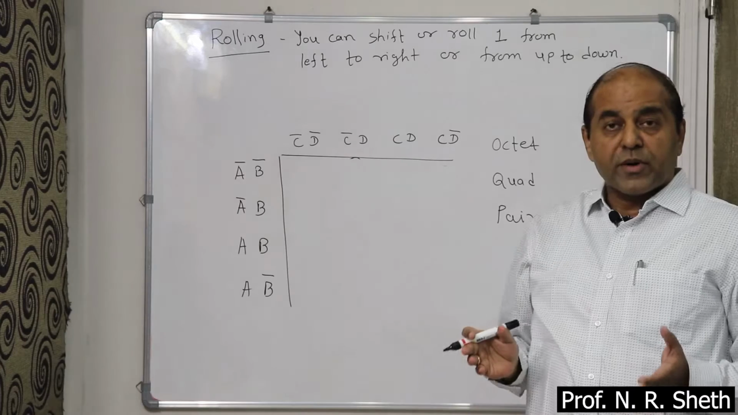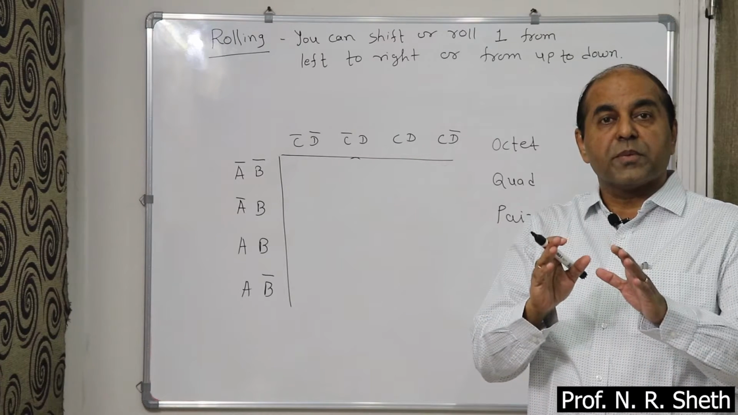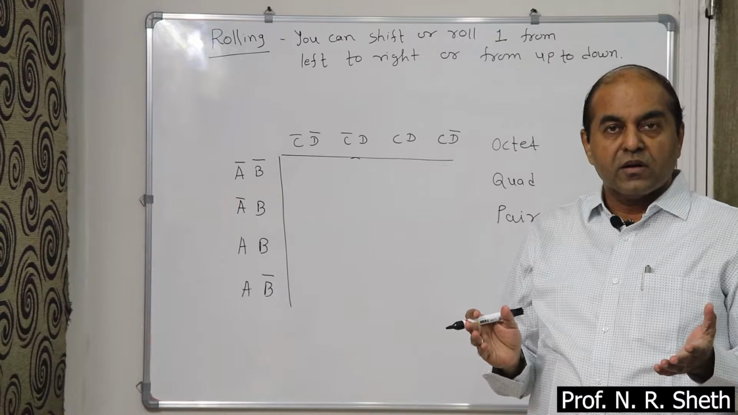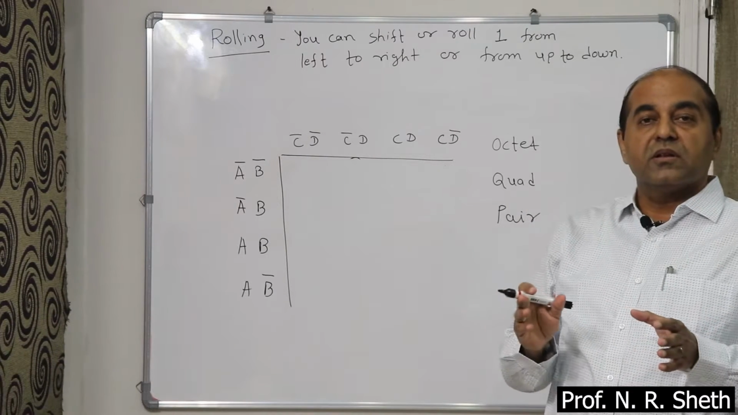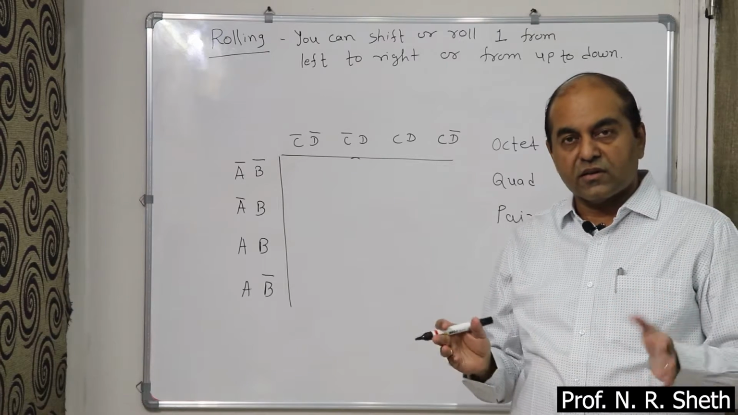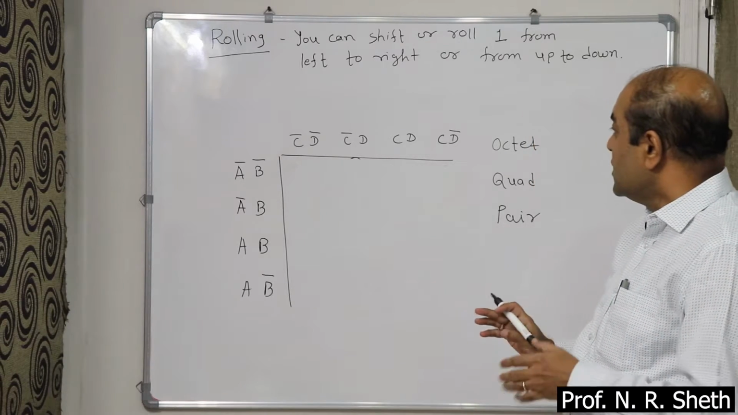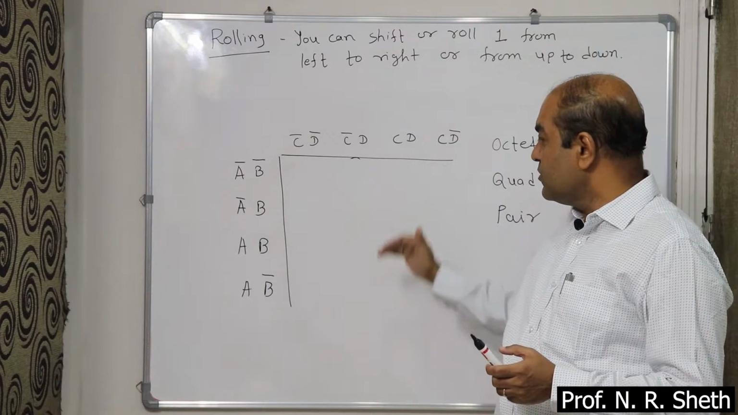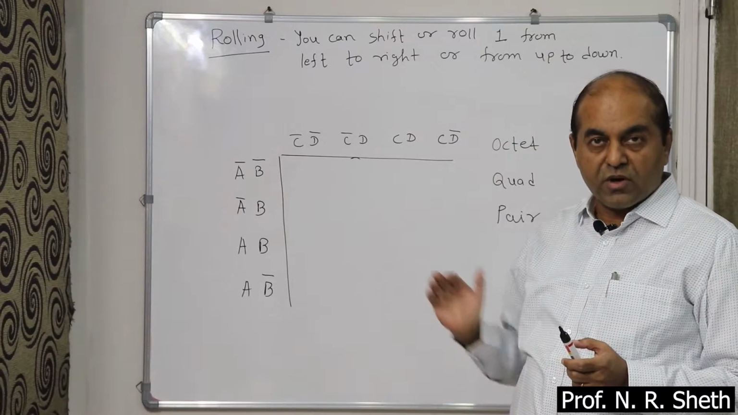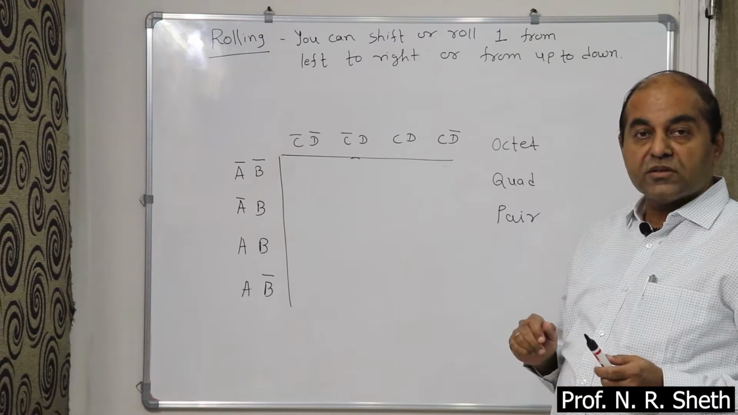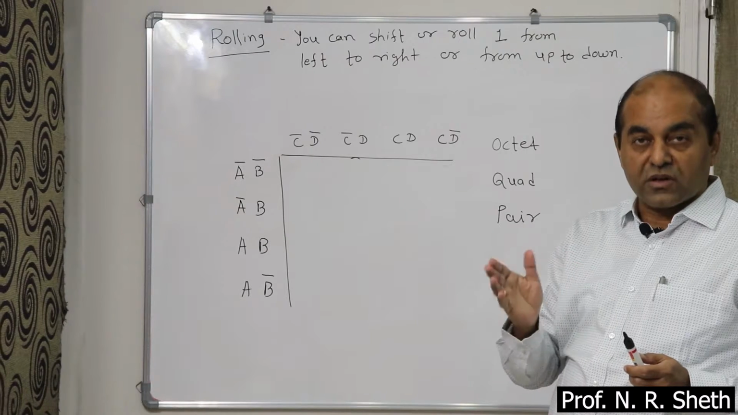By using this property, you have to prepare a larger group. Okay? If possible, then make a group of 8, otherwise 4, and then otherwise 2. So you can shift it from left to right or from top to bottom, up and down. Now to represent this, you have to use half circle.